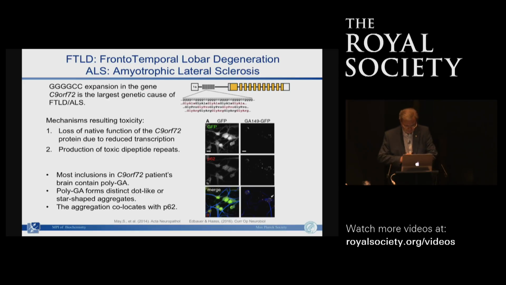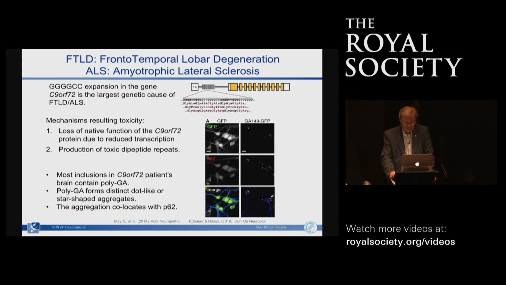A second system I want to describe briefly, and that brings us back to proteasomes, is aggregates formed in the context of these two diseases, FTLD or ALS. The cause of the disease is a repetitive hexanucleotide expansion in the gene. That seems to result, to some extent, in the loss of function of that gene, but the thing we are interested in is that it results in the production of dipeptide repeats. And most inclusions in patients with ALS contain glycine-alanine repeats.